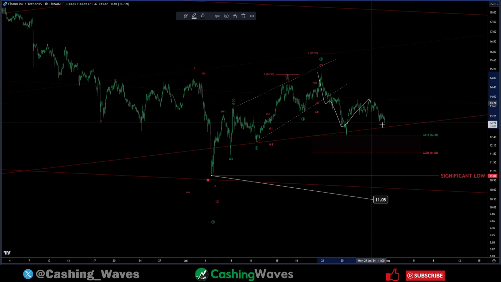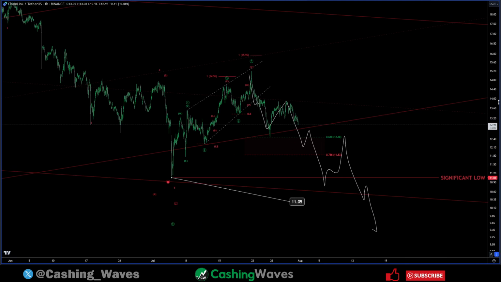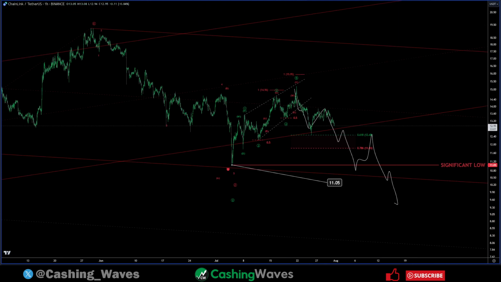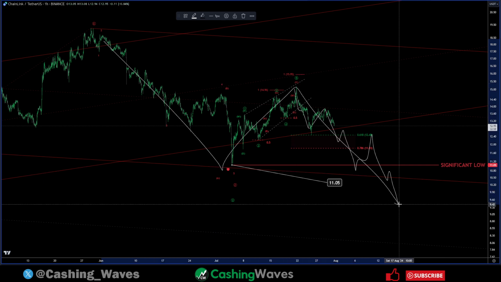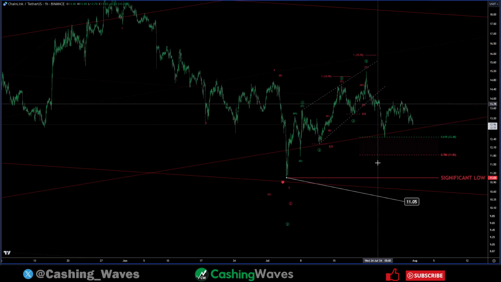ABC, X, ABC, X, ABC. Something like that. So remember, we're just looking to make this larger move an ABC. And then we can look for a pivot to the upside. So that's what I look at for the downside.